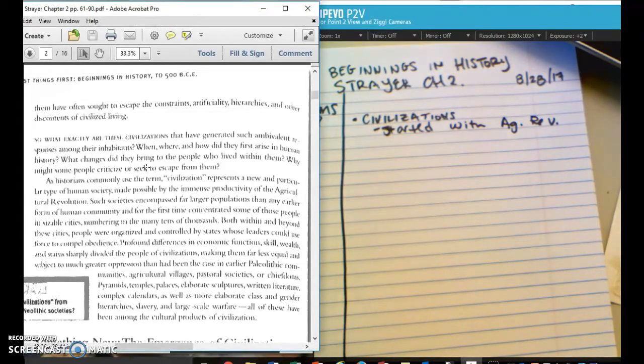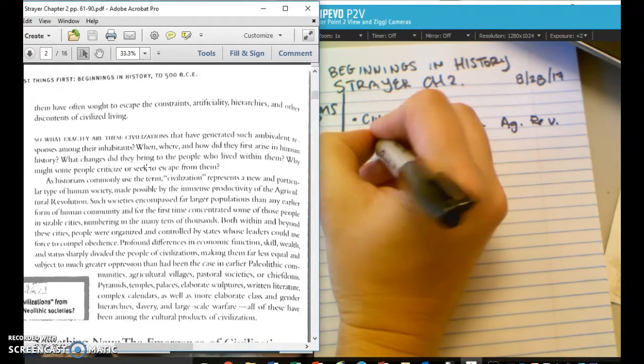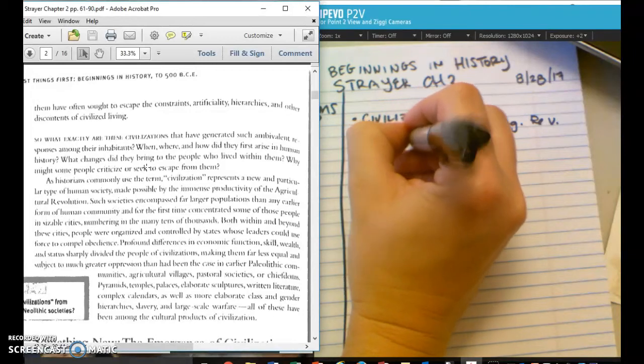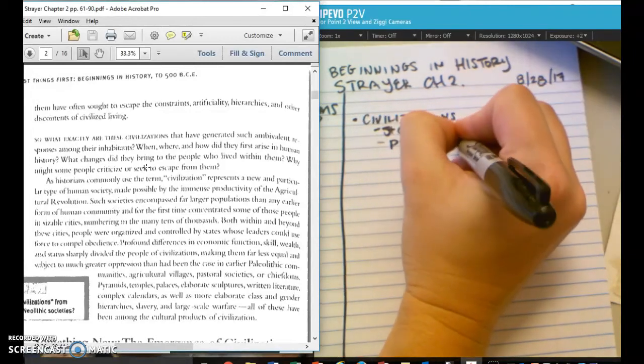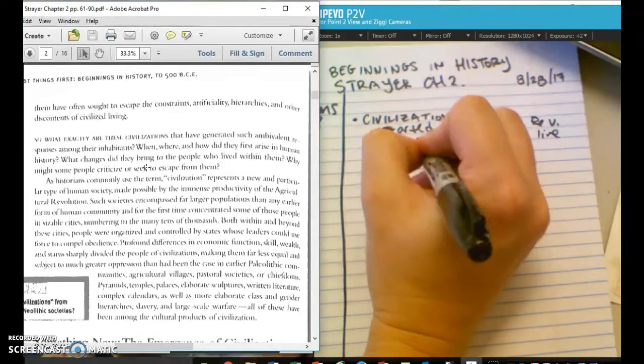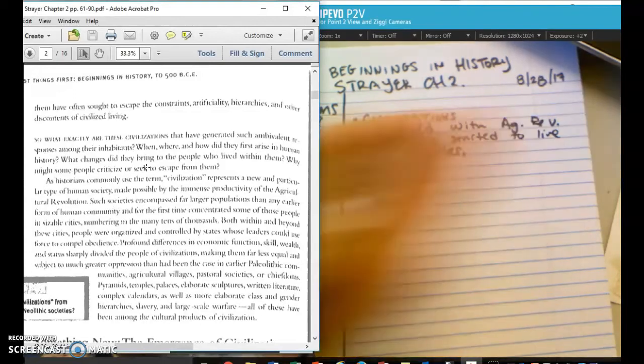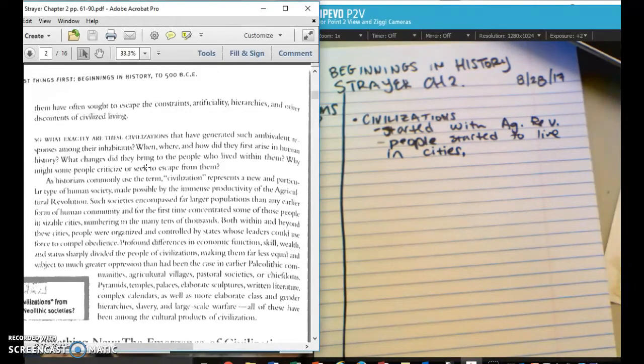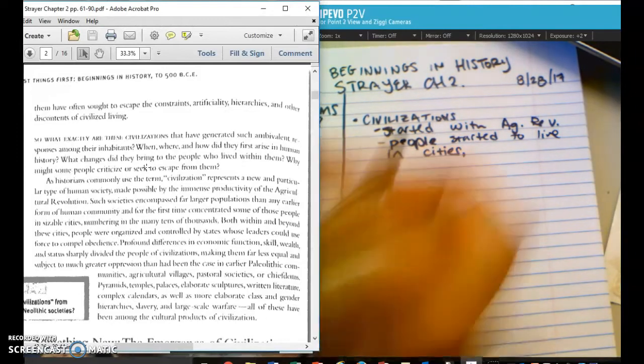Such societies encompass far larger populations than any other form of human community, and for the first time concentrated those people within sizable cities, numbering many tens of thousands. Both within and beyond these cities, people were organized and controlled by states, whose leaders could use force to compel obedience. So it sounded like people started to live in cities. And when people started to live in cities, they had leaders and states.